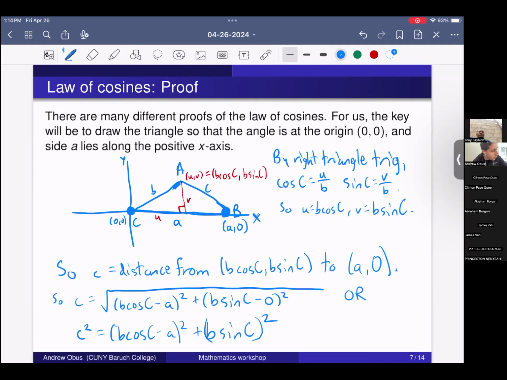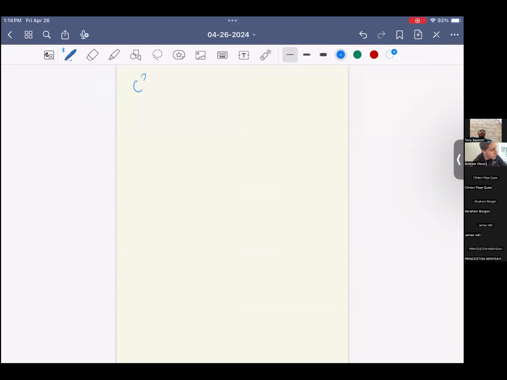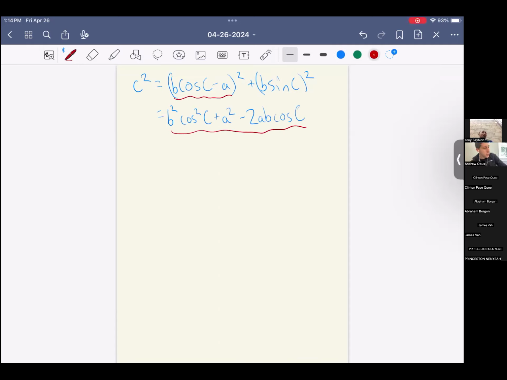Okay, so let me rewrite this formula on the next page. So recall we have C squared equals (b cosine C minus a) squared plus (b sine C) squared. Let me expand this out. So that's b squared cosine squared C plus a squared, and then minus 2ab cosine C. That's what happens when I expand out that square. And then (b sine C) squared is just b squared sine squared C.